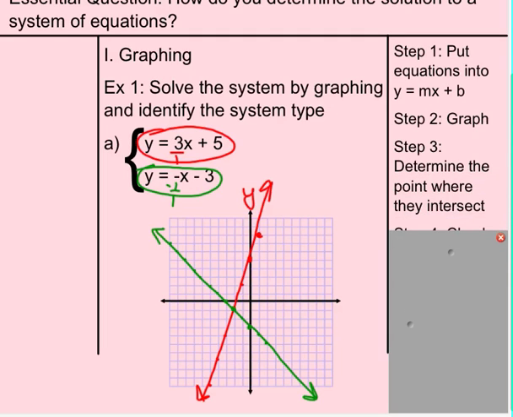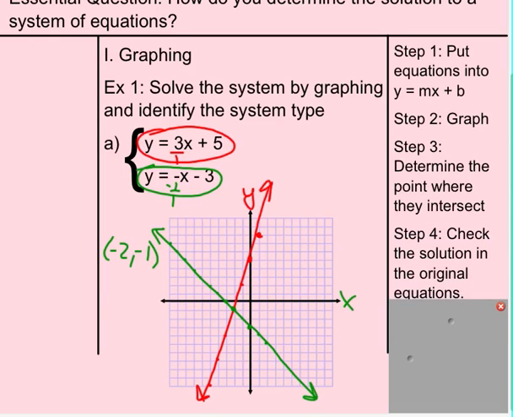Write that as an ordered pair. -2, -1. Remember to write your x coordinate first, your y coordinate second. And then check your solution. Maybe you graphed wrong. Maybe the equations weren't in slope-intercept form and you solved one of them wrong. If this ordered pair doesn't make both equations true, you need to go back and find your mistake.